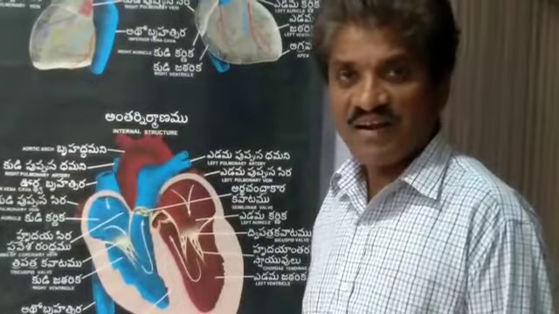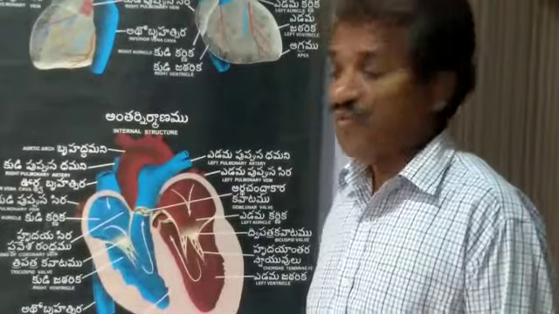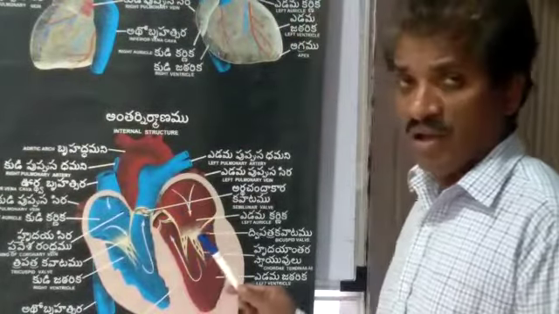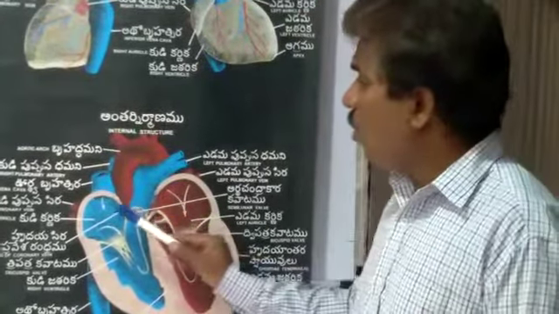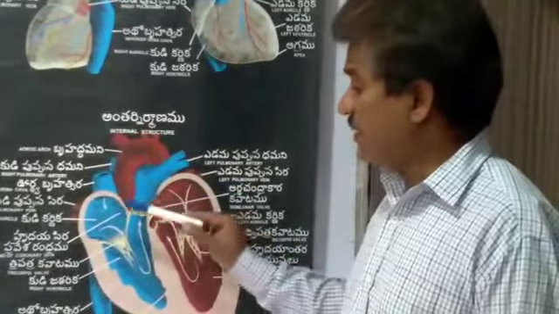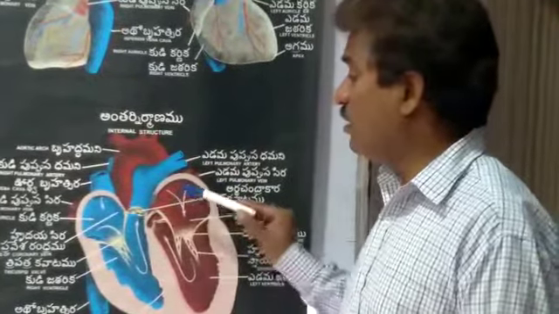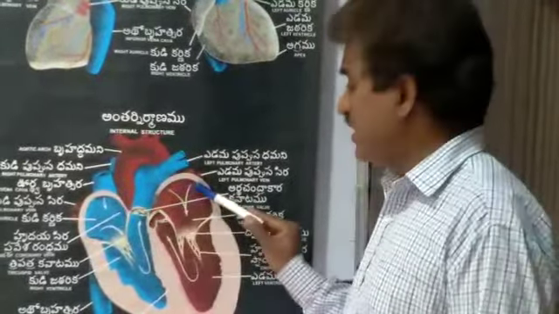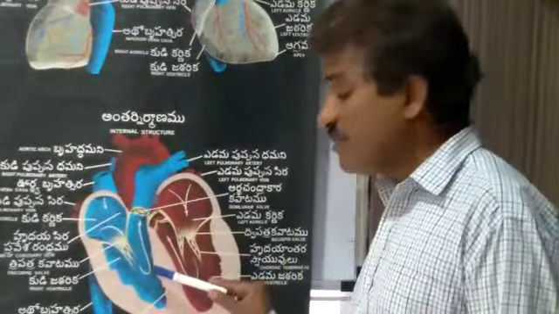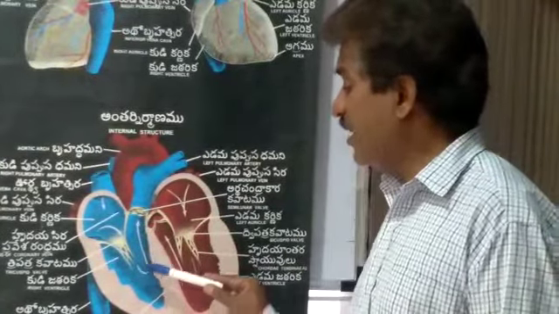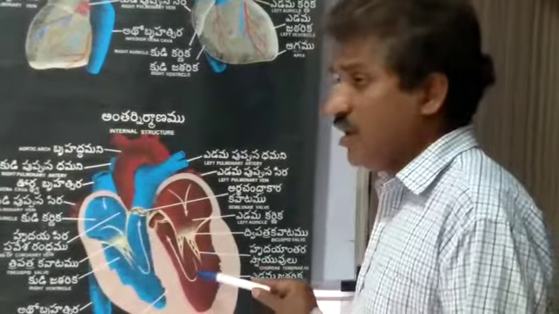Good morning children. In this video, we will discuss the cardiac cycle in human beings. Children, we already know the human heart consists of four chambers. The upper chambers of the heart are called auricles. This is the right atrium, this is the left atrium. The lower chambers of the heart are called ventricles. This is the right ventricle, this is the left ventricle.